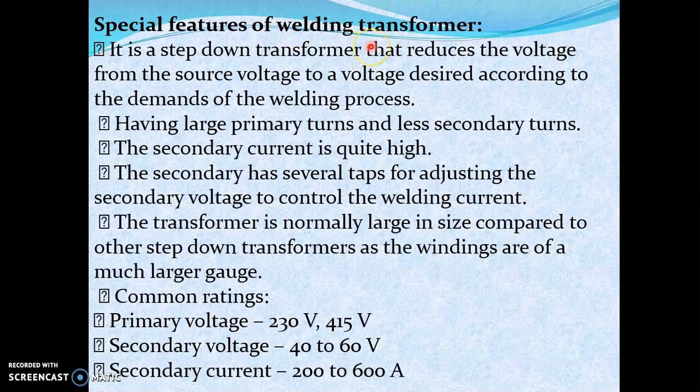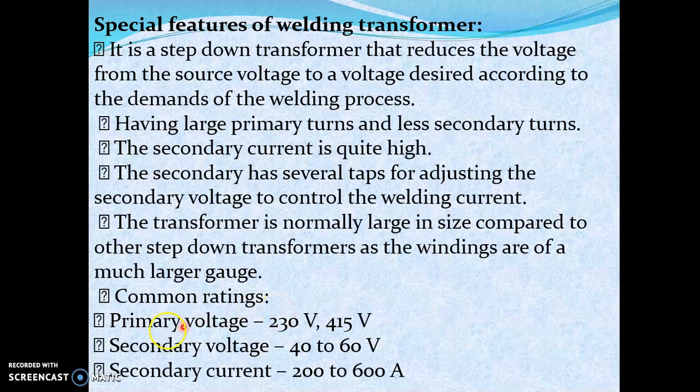The special features of welding transformers are: it is a step down transformer that reduces the source voltage to a voltage desired according to the demands of the welding process. Having large primary turns and fewer secondary turns, the secondary current is quite high, and the secondary has several taps for adjusting the secondary voltage to control the welding current. The transformer is normally large in size compared to other step-down transformers, as the conductors are of much larger gauge.